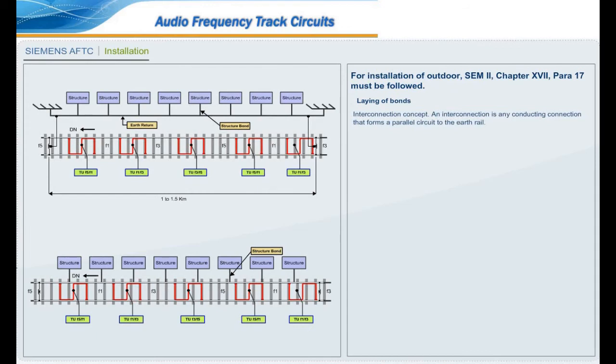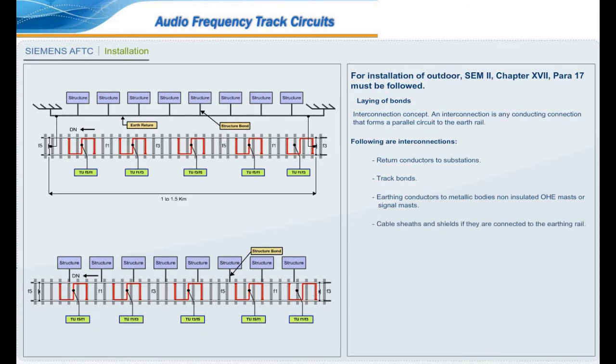Interconnection concept. An interconnection is any conducting connection that forms a parallel circuit to the earth rail. Following are interconnections: return conductors to substations, track bonds, earthing conductors to metallic bodies, non-insulated OHE mast or signal mast, cable sheaths and shields if they are connected to the earthing rail.